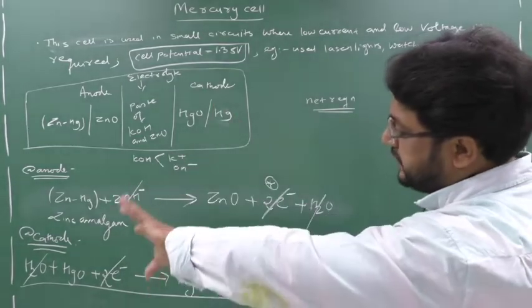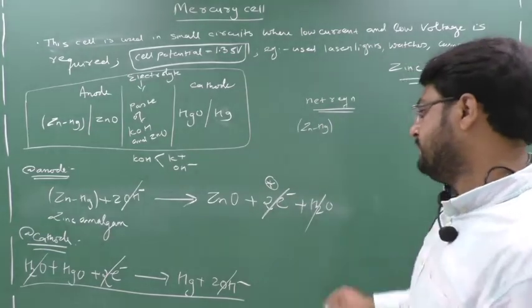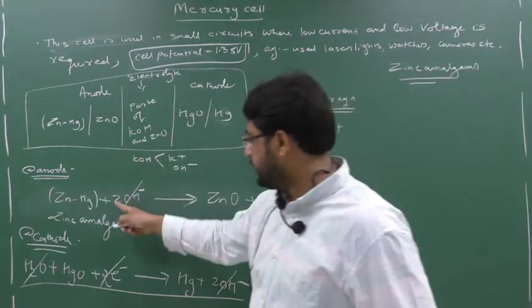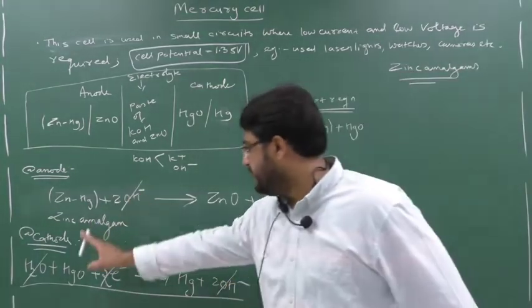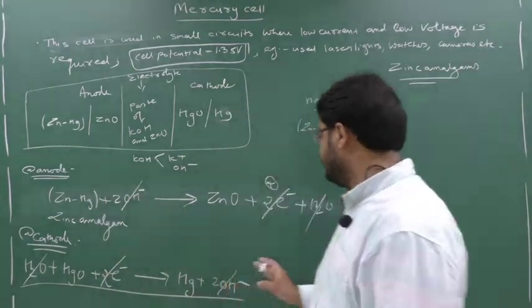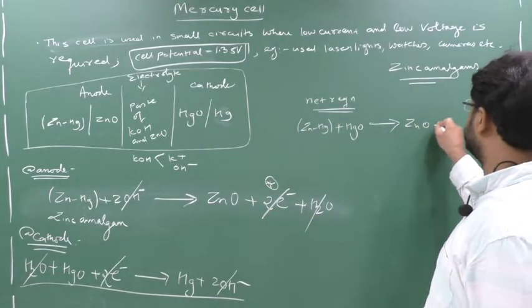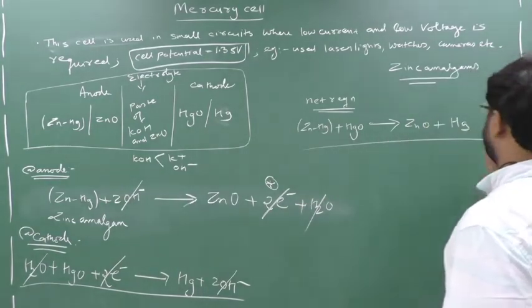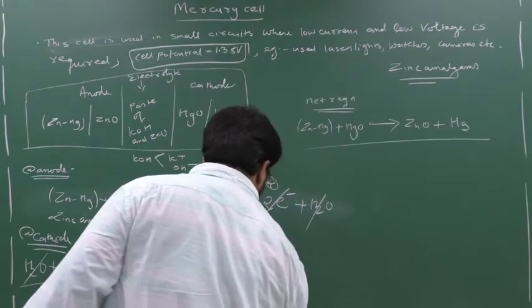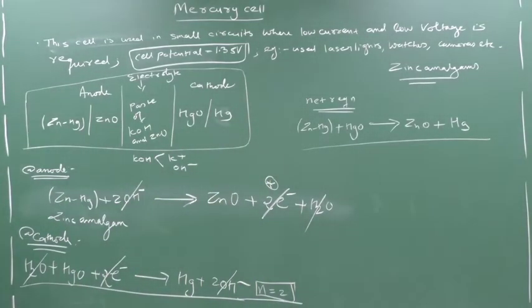First, all the LHS part on the LHS side. So zinc in the form of amalgam plus HgO. Nothing is remaining here, everything I've written on the LHS gives zinc oxide plus Hg. So this is the net reaction, and what is the net electron transfer? n equals 2, clear? So this is the net reaction of the mercury cell.